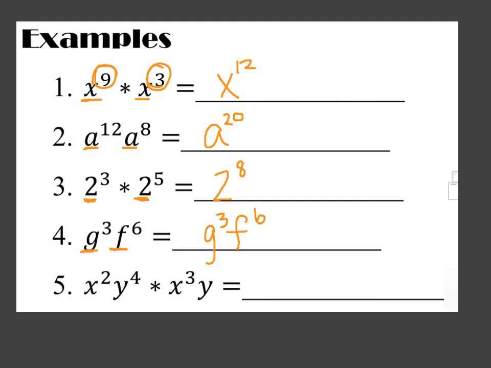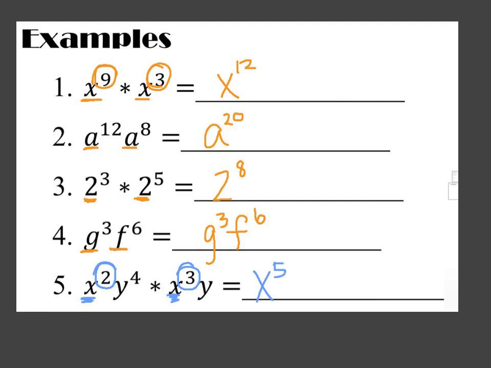Now looking at number 5, this looks a little bit more intense. I have x to the 2nd, y to the 4th, times x to the 3rd y. Now here's the cool thing. I can use this rule even though these are kind of out of order. First I'm going to focus on everything with the base of x. And I'm going to add those exponents together. So I have my x, 2 plus 3 is 5.